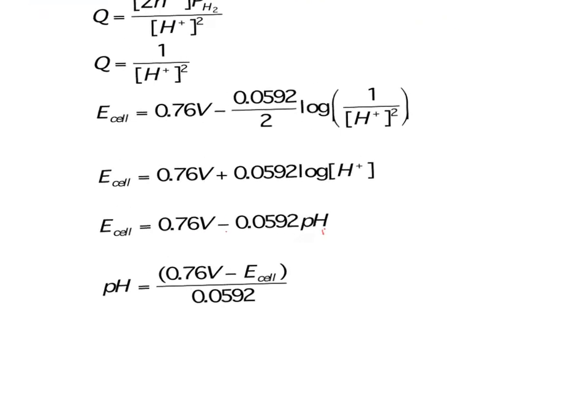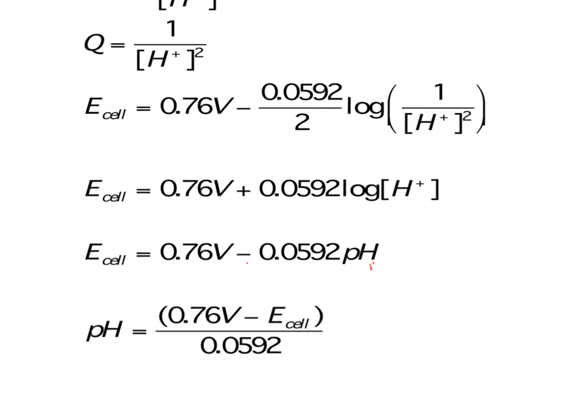Plug it into the Nernst equation. And let me blow this up. I wanted to write out a little bit. Okay, Nernst equation, you have your standard 0.76 volts minus 0.0592 over 2 electrons for this system times the logarithm of Q, which is 1 over H plus squared.